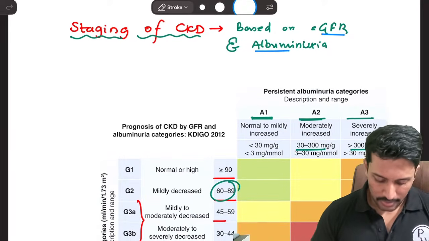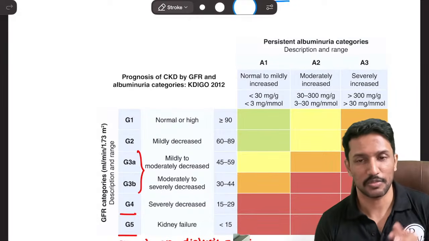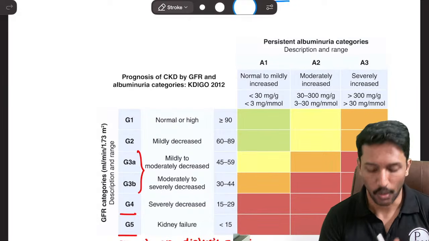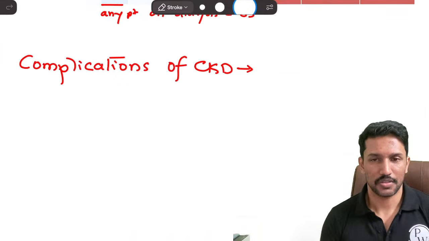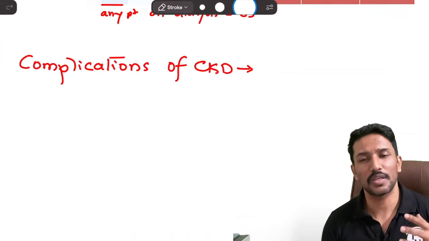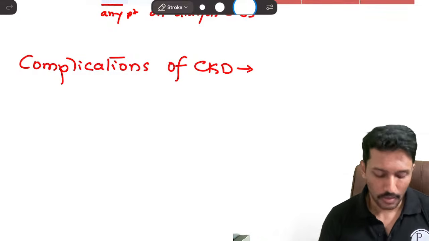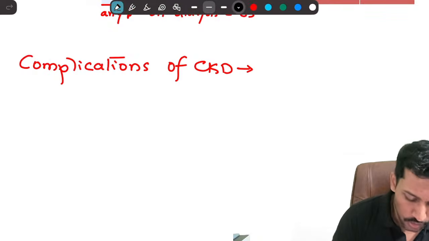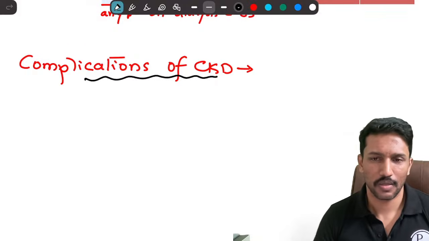You need to probably learn this by heart, because this table you might have to recreate if they're asking specifically about the staging. Okay. After we're done with the staging of CKD, let us talk about the complications. What will happen if the kidneys become chronically dysfunctional and lose the GFR? To understand the complications, all we need to do is understand the functions of the kidney. So what are the basic functions?